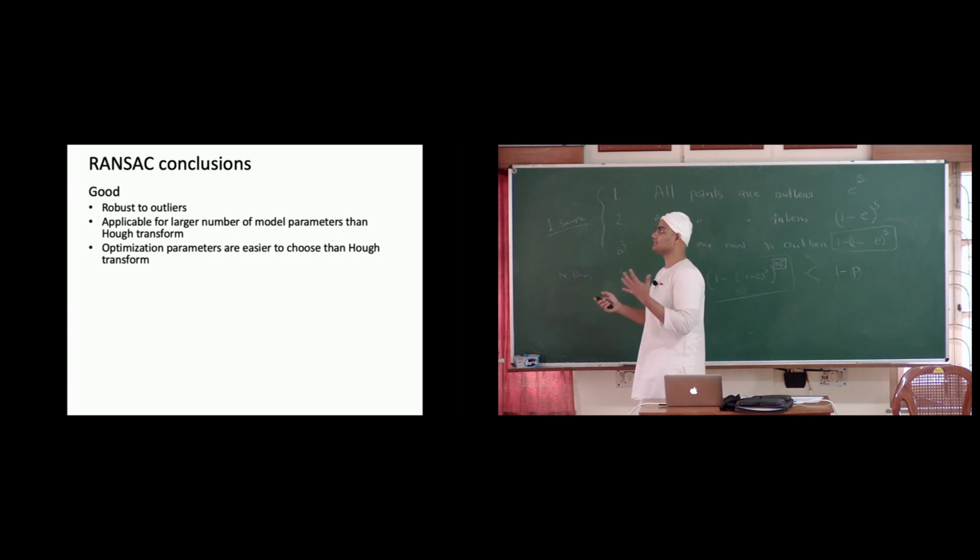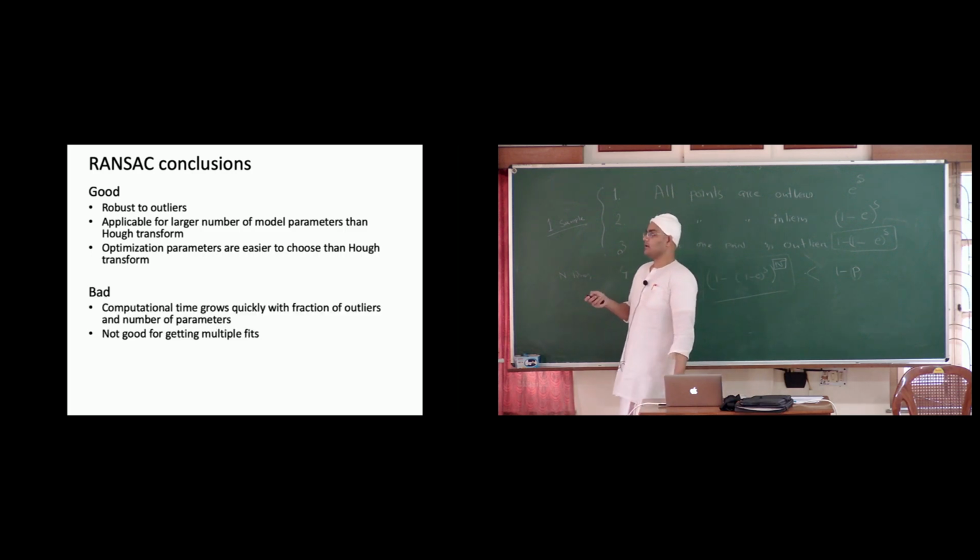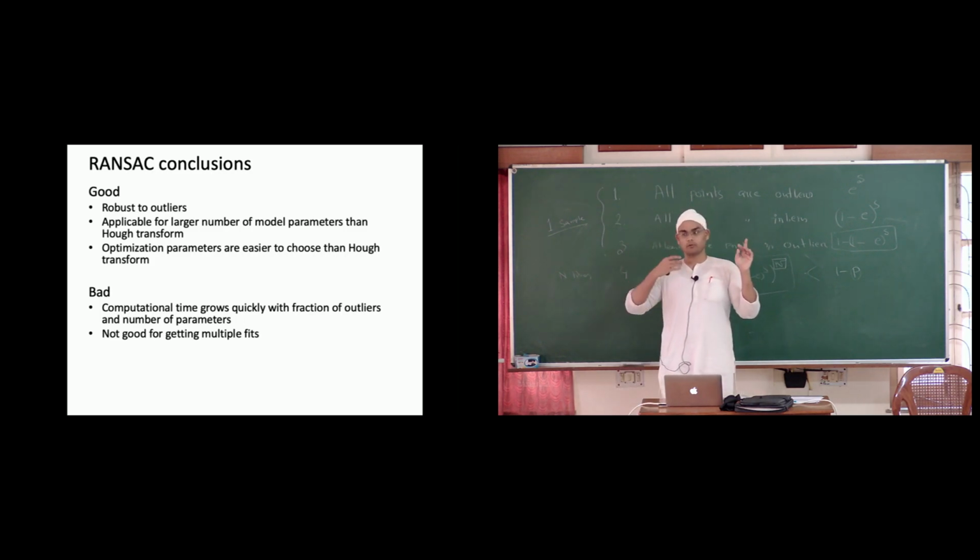Optimizing parameters are easier to choose than Hough transform, because all we are going to do is some threshold. You are still calculating the error, but you are checking whether the error is within a bound or not. Okay. Now, what is the bad thing? Computationally, because if the S gets increased, your problem is again becoming exponential. So that is the bad thing.